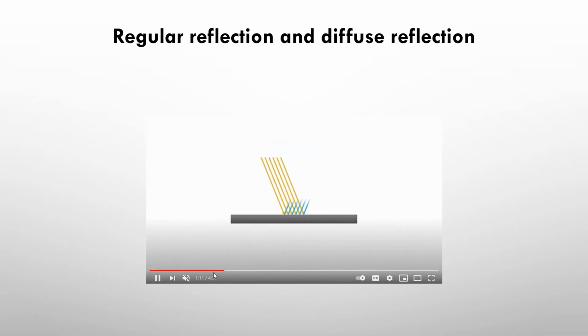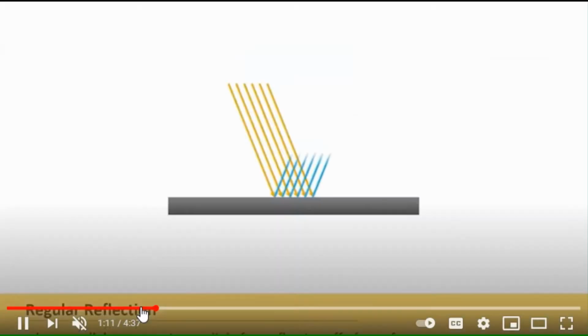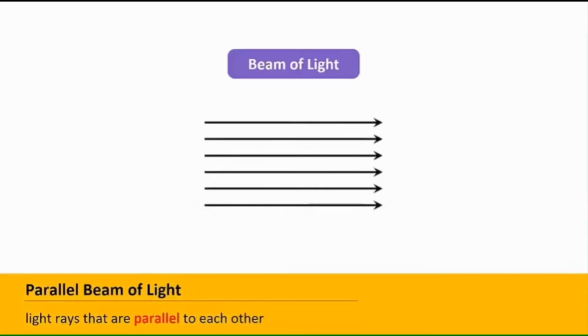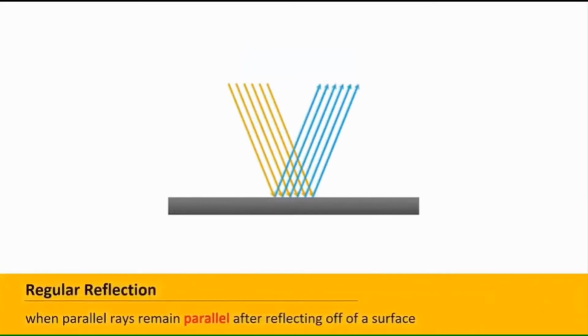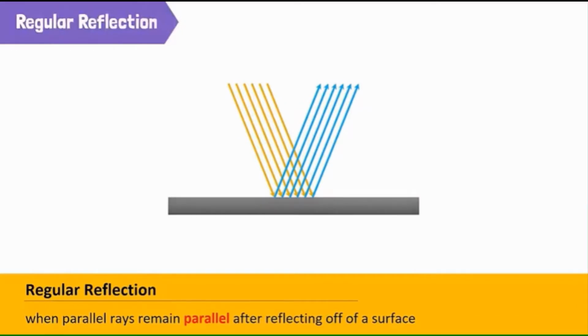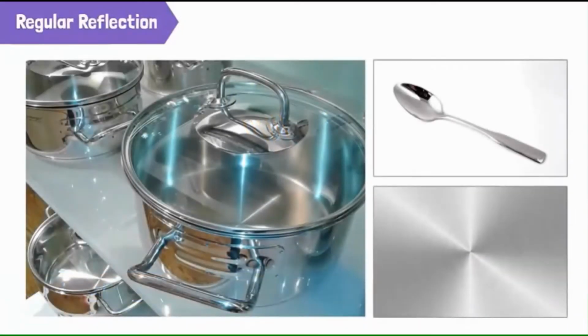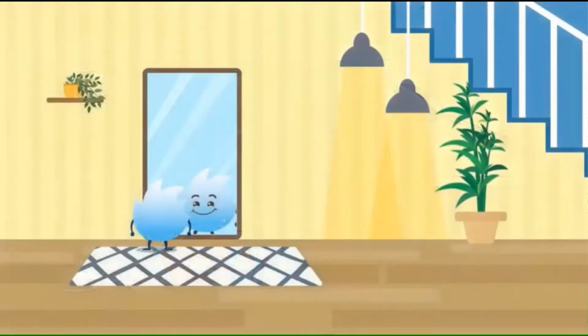When considering the reflection of light, there are two main types, regular reflection and diffuse reflection, according to the surface that the light beam comes and hits. So let's see what they are. In regular reflection, a parallel beam of light comes and hits a polished flat surface. The rays of the reflected light beam also remain parallel to each other. This type of reflection is called regular reflection.